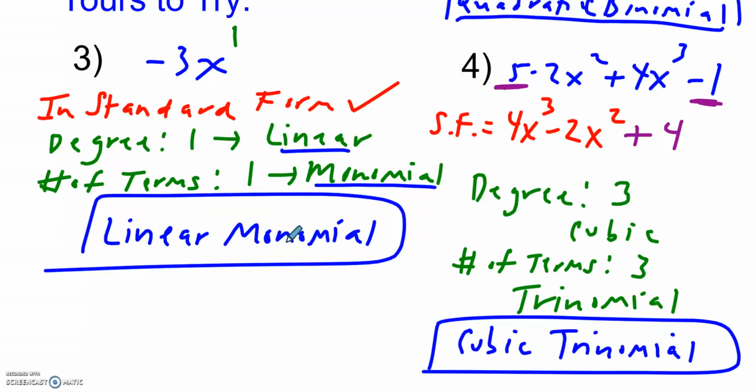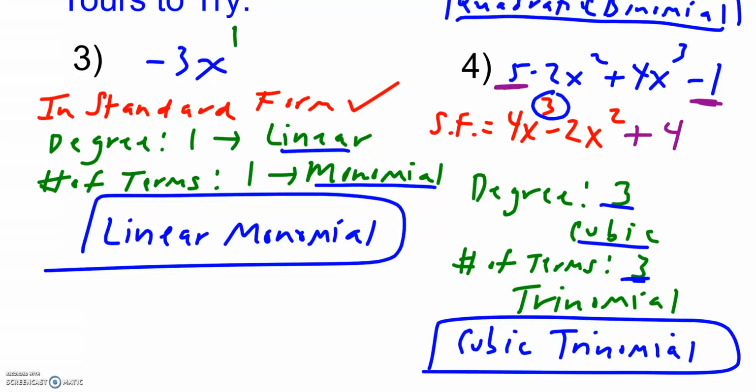And number 4, I noticed that I could combine the 5 minus 1 to be 4. So my standard form was 4x to the third minus 2x squared plus 4. So my highest degree was 3, so I said cubic. And the number of terms ended up being 3 because I could combine these together. So I had a cubic trinomial as my answer.